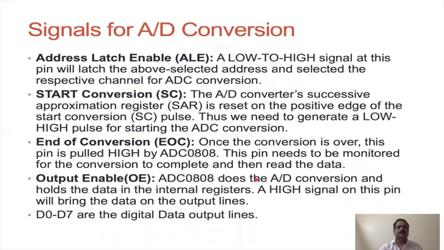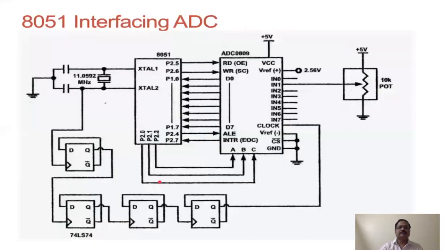Next, here is the description of the various signals that we just discussed. Address latch enable should go low to high, and then one of the channels will be selected based on the ABC inputs. Then there are the start of conversion pulse, end of conversion and output enable. Next, let us discuss how it is interfaced with the 8051 microcontroller. On the screen, you can observe the interfacing diagram.